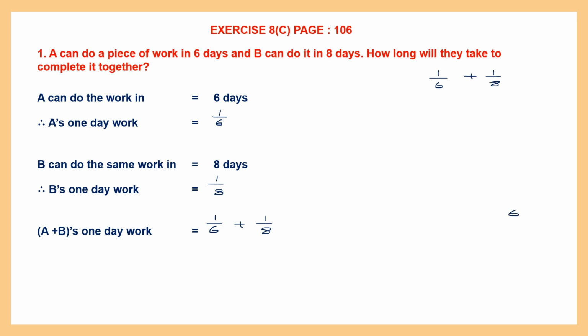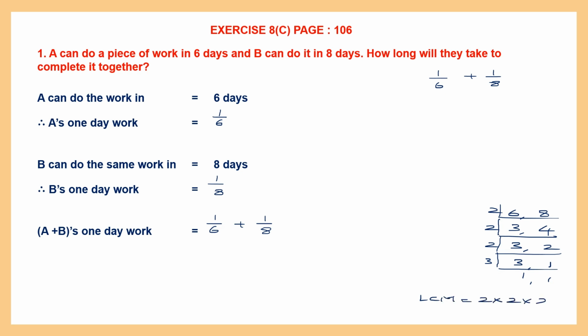So we need to find the LCM of 6 and 8. Let's do 2. 2 3s are 6, 2 4s are 8. Continue with 2 again. Bring down 3, 2 2s are 4. Continue with 2, 3 and 1. Now we'll use 3. 1 and 1. Now the LCM will be 2 into 2 into 2 into 3. That means 2 2s are 4, 4 2s are 8, 8 3s are 24. So the LCM is 24.